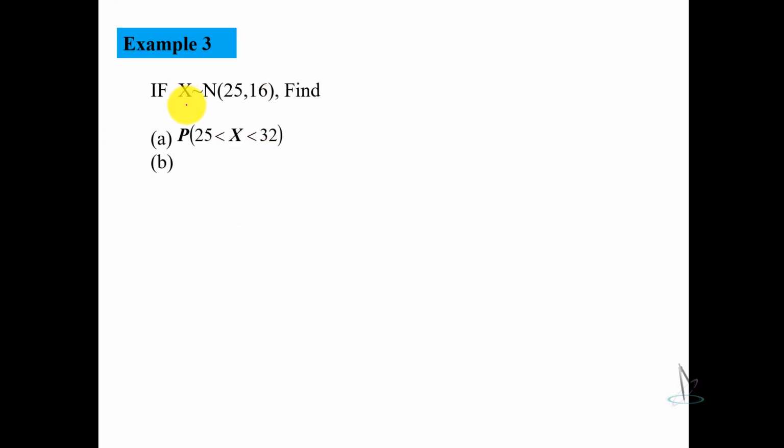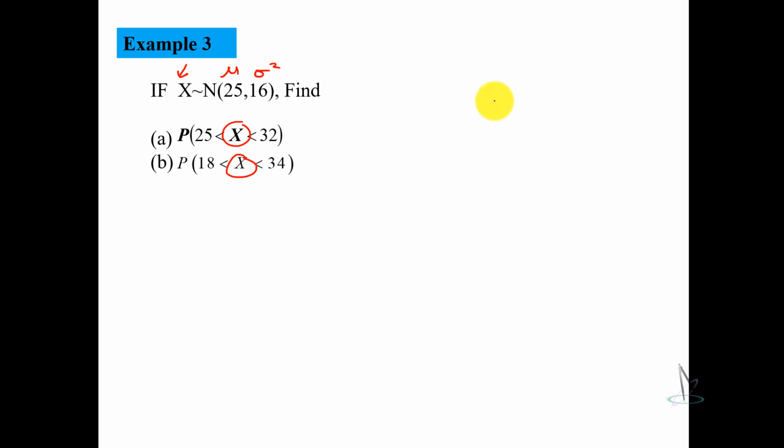Okay, so if X is a normal distribution, so this is X, that means X is a normal distribution, it's not a standard normal. So X is a normal distribution with mean 25 and sigma square 16. Find probability for X in between 25 and 32, and the second one probability for X in between 18 and 34. As you can see over here, this is X.